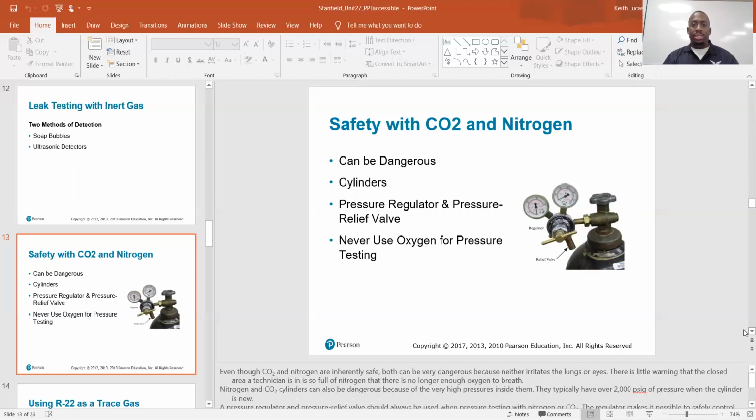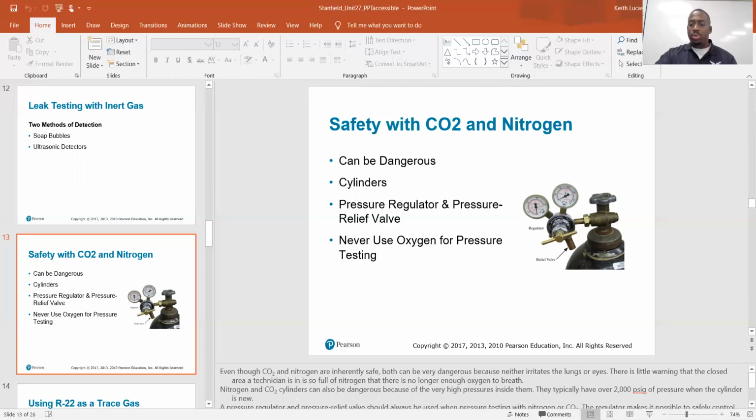Safety with CO2 and nitrogen. So CO2 and nitrogen can be dangerous. They come in cylinders, pressure regulators, and pressure relief valves. Never use oxygen for pressure testing, ever, ever. Even though CO2 and nitrogen are inertly safe, both can be very dangerous because neither irritates the lungs or eyes. There is little warning that the closed area a technician is in is full of nitrogen, and that there is no longer enough oxygen to breathe.